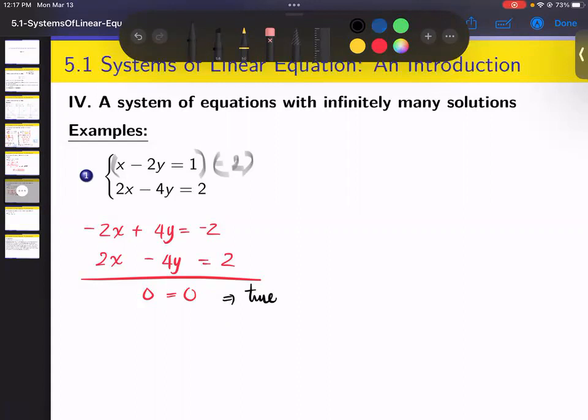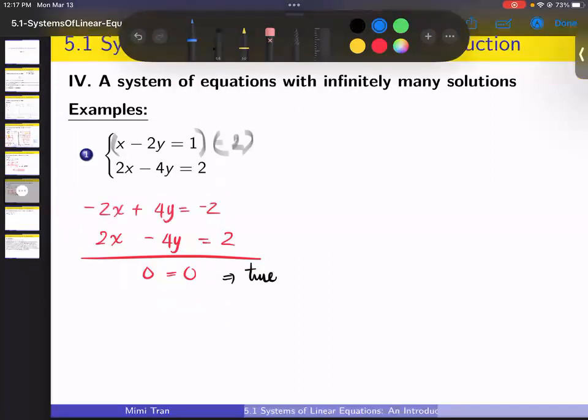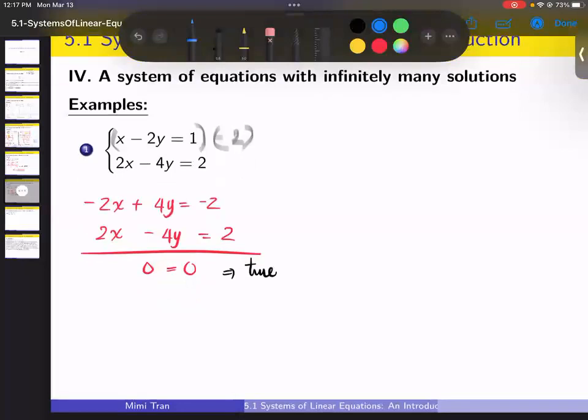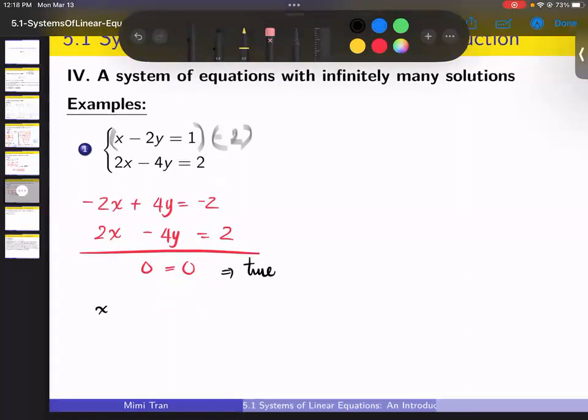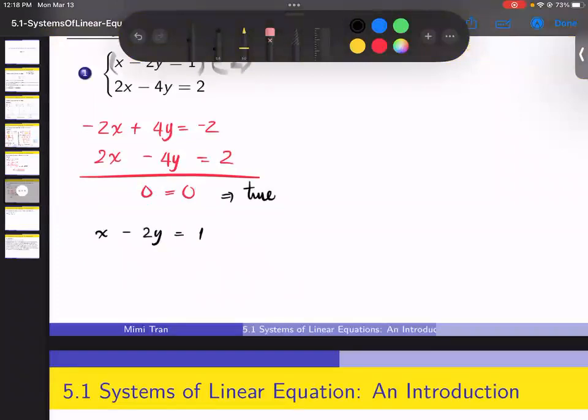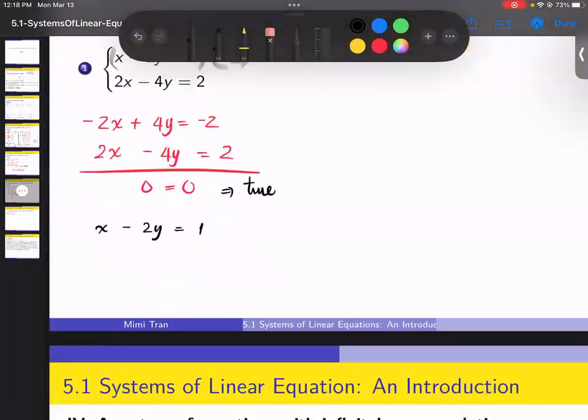Here's a technique. Pick one equation. I'll pick the first one because it looks simpler. I'm going to solve for x. You can solve for y if you like. There's no right or wrong here, but I'll solve for x because I don't want to run into fractions. x equals 2y plus 1. So far so good.